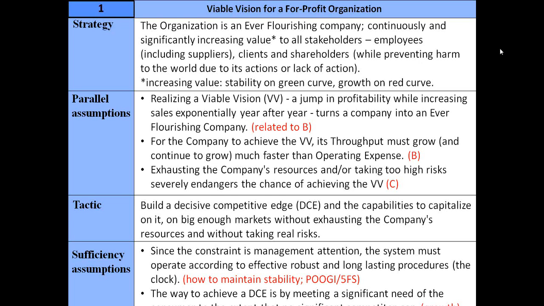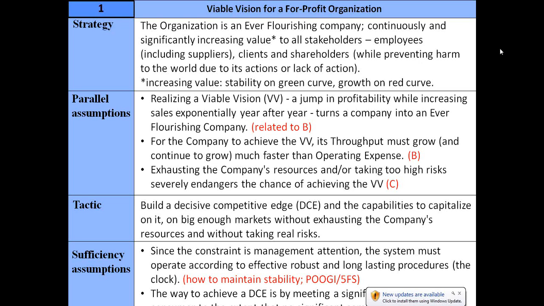Now, I just want to briefly point out what change I made to this from what Ellie wrote. He wrote employees, he didn't have including suppliers, but I realized that in the context of what he was talking about, suppliers are also important because they are stakeholders in your system. You have to be able to effectively get the raw materials that you need to make your organization successful. And so it has to be a win-win for all. So I put it in parentheses here because Ellie intended employees to include suppliers, but not all organizations think that way. And I also added while preventing harm to the world due to its actions or lack of action, because I've seen too many organizations ignore this, doing damage to the environment or doing other things that cause harm that is actually going to prevent the organization from becoming ever flourishing.